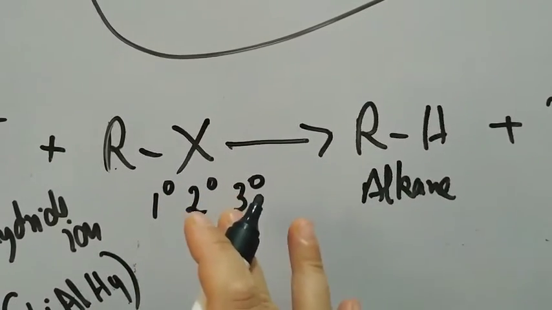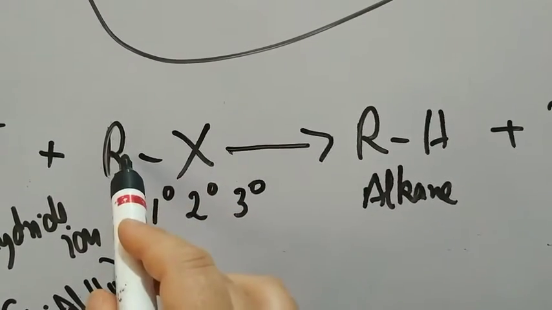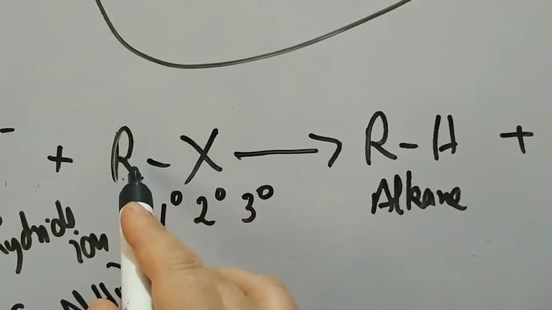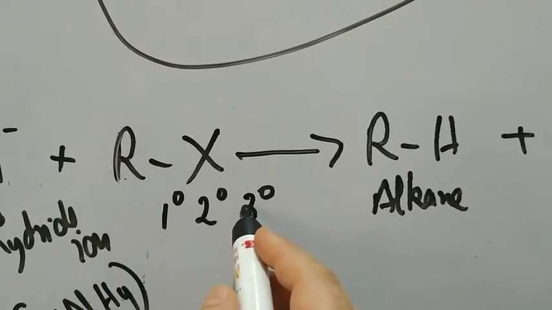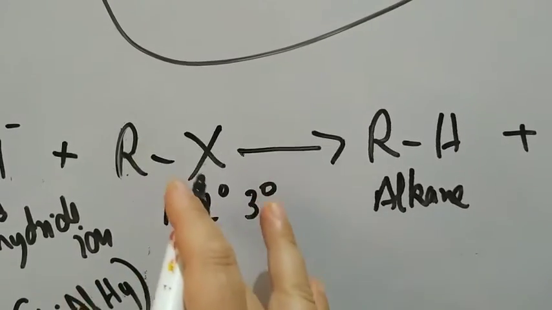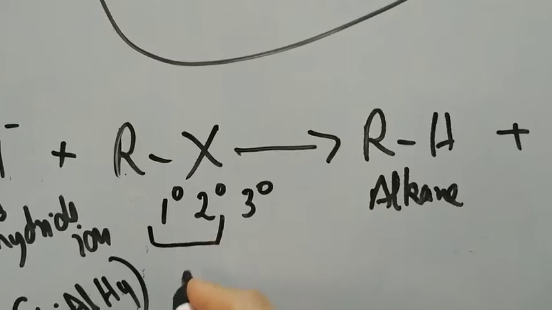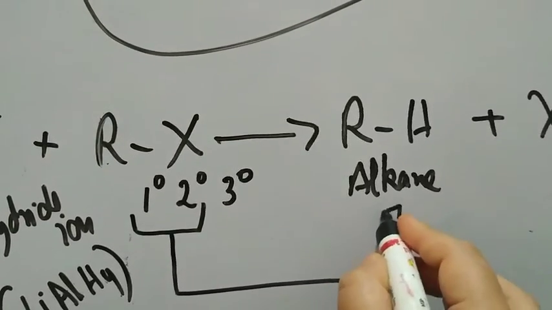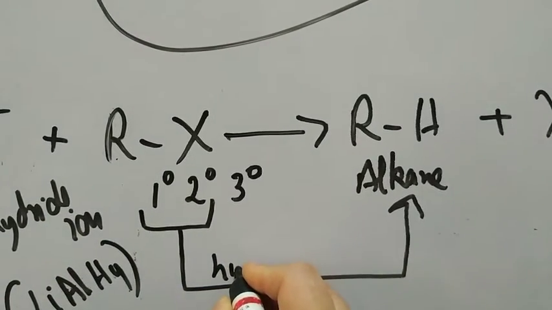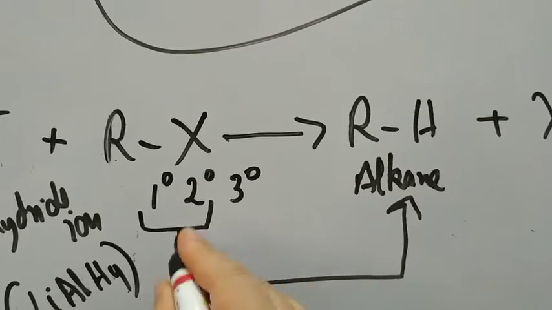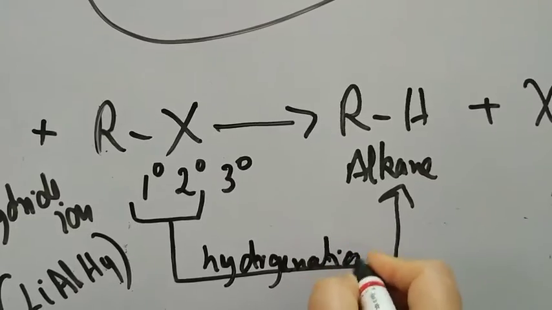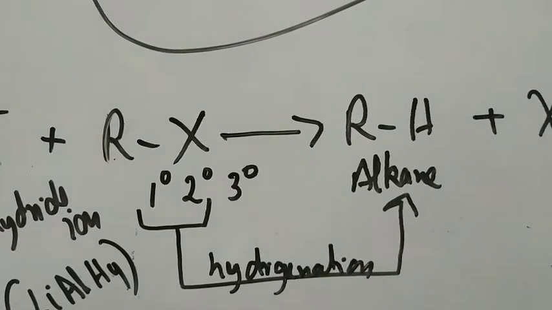You have already studied at the beginning that if X is linked to the primary carbon, it's a 1 degree haloalkane. If X is linked to the 2 degree carbon, it's a secondary haloalkane. If X is linked to the 3 degree carbon atom, it's a tertiary haloalkane. As far as this reaction is concerned, the 1 degree and 2 degree ones will undergo hydrogenation, addition of hydrogen, and the resulting compound will be an alkane.